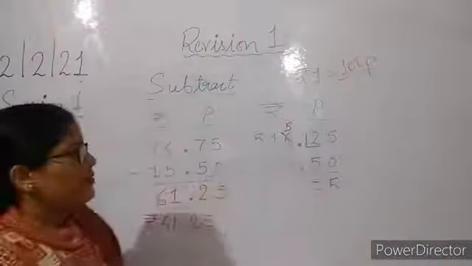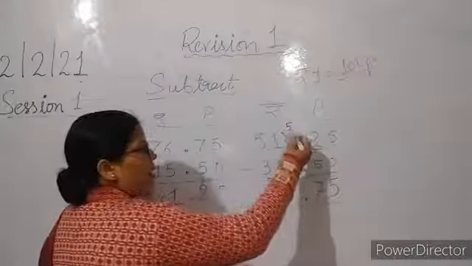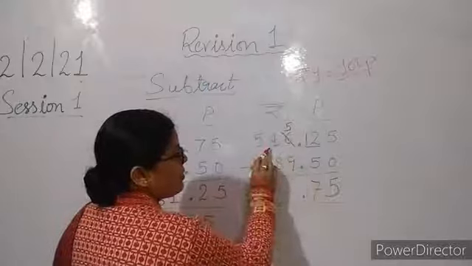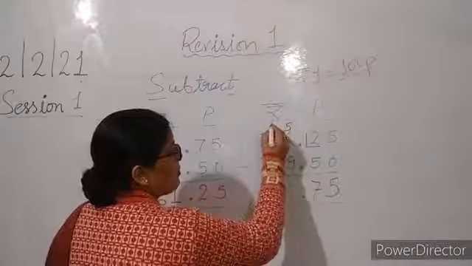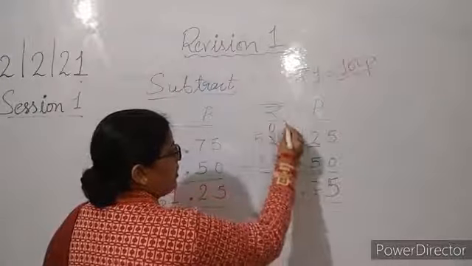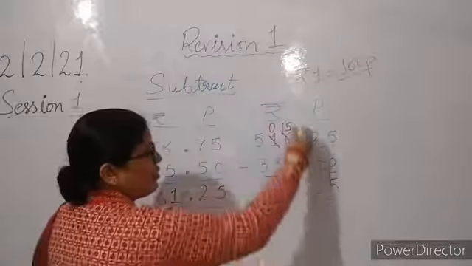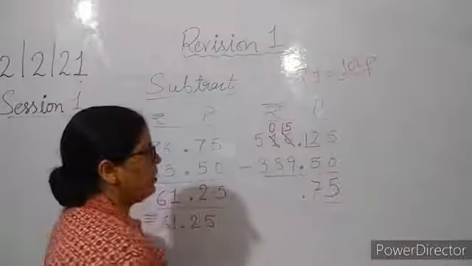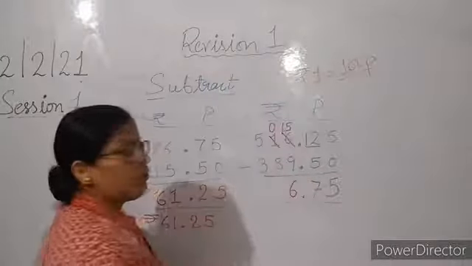First place we have to subtract is 5 minus 9. 5 is smaller than 9, we cannot subtract, so we'll borrow from the next place. Next place is 1. When we take away 1 from here, what remains? 0. And this 5 becomes 15. So first we'll subtract this number. 15 minus 9. What is 15 minus 9? It is 6.